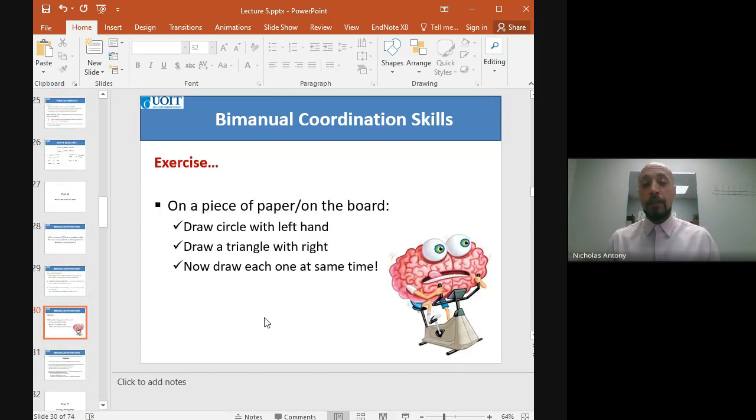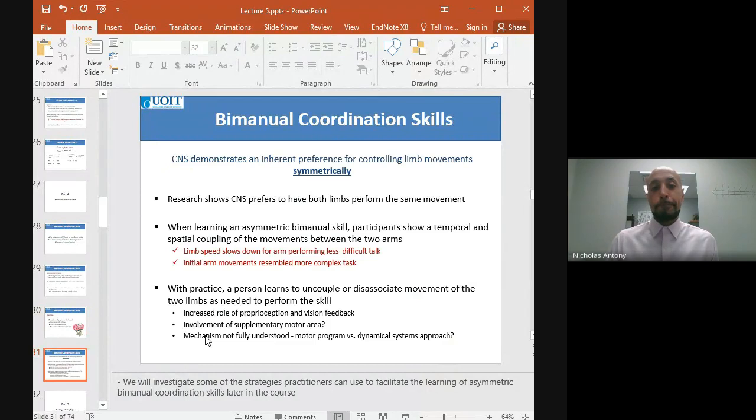So try this. Take that same piece of paper, flip it over, and now what I want you to do is try and draw a circle with the left hand. I can't even do it. And a triangle with the right hand at the same time, and see what happens. So take your two pens, draw a circle, make a triangle, and now do it at the same time. Tell me what happens. It's weird. Your body has a hard time doing it.